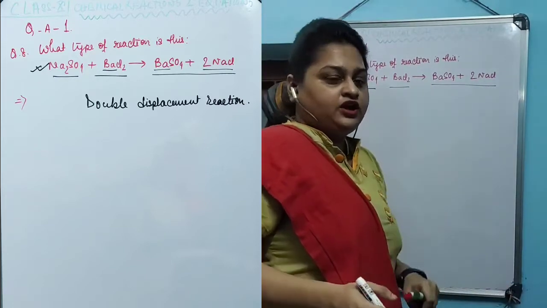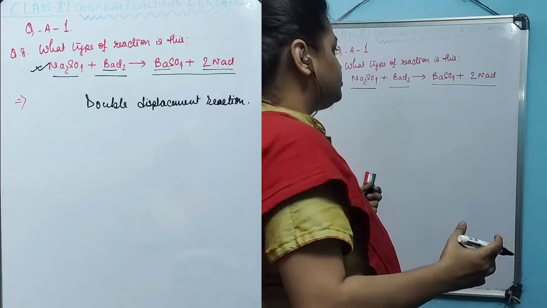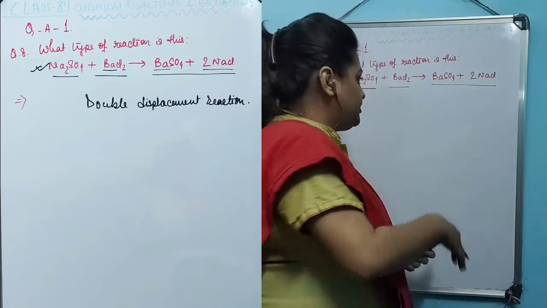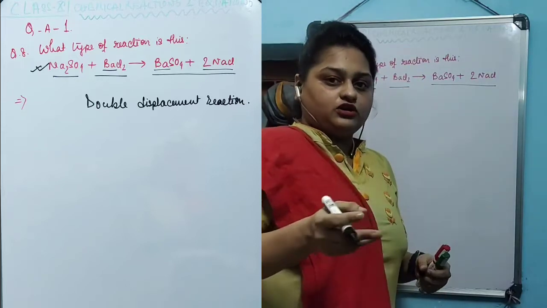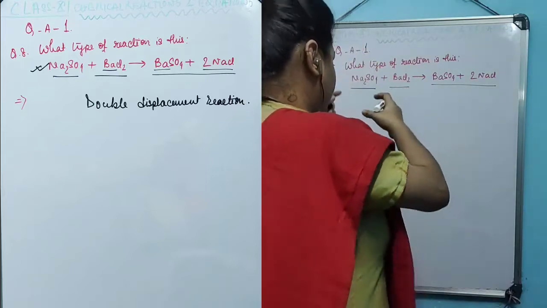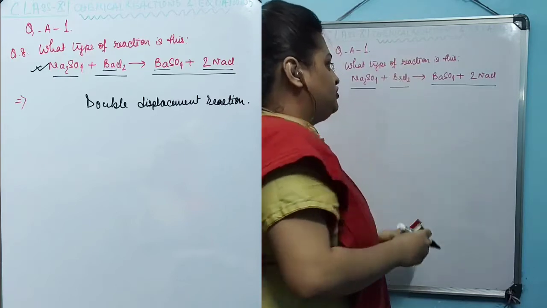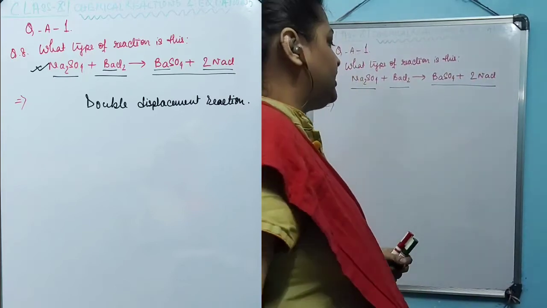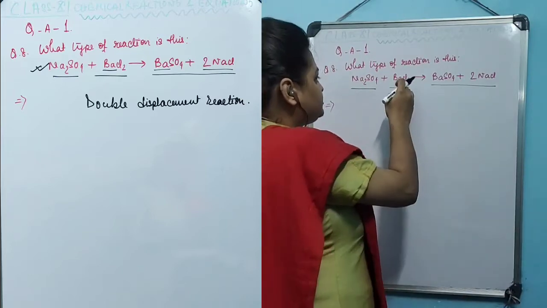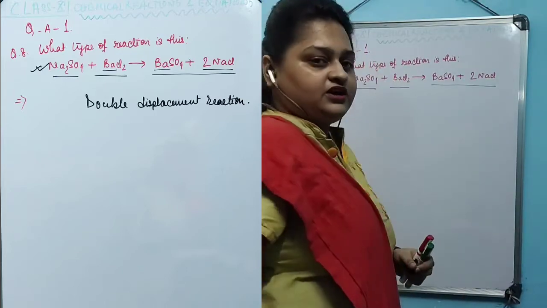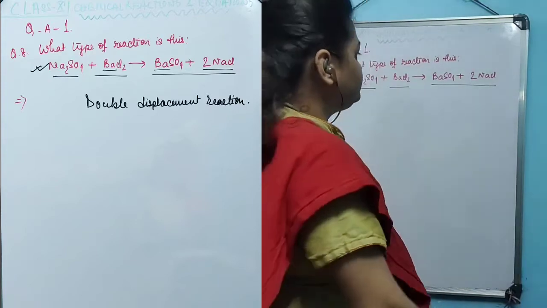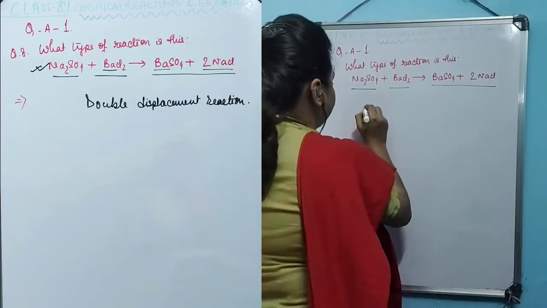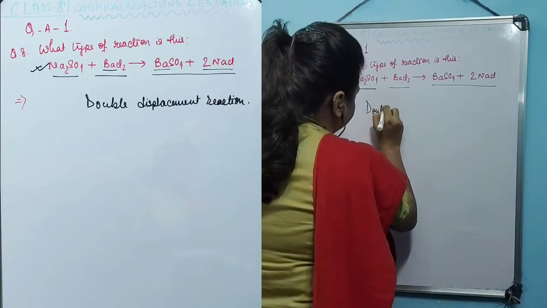So a double displacement situation has occurred in this reaction, where sodium is displacing the barium from the chloride salt to produce its own sodium chloride salt, and on the other hand barium is displacing the sodium from the sulfate salt to produce its own barium sulfate salt. So this is an example of a double displacement reaction.